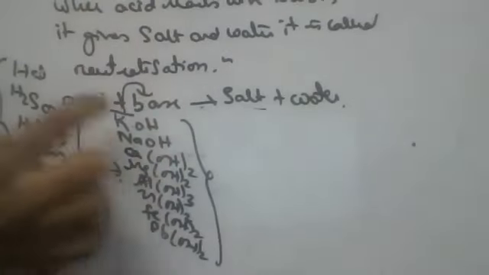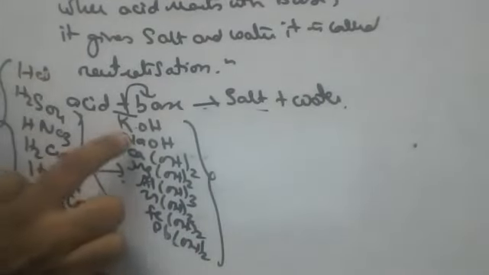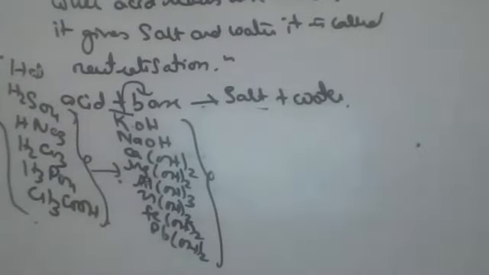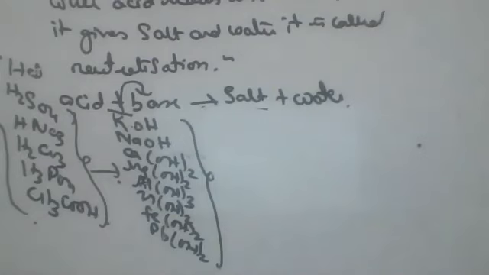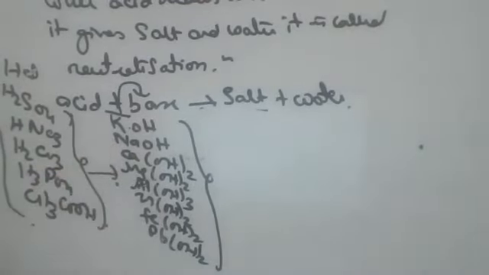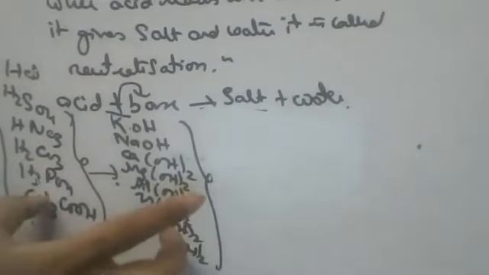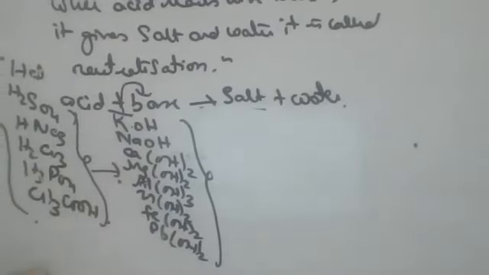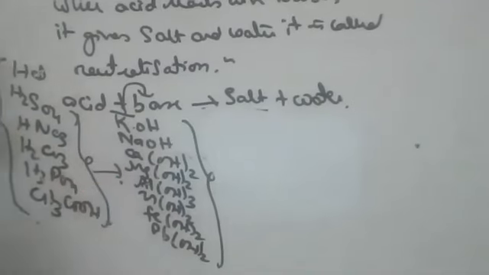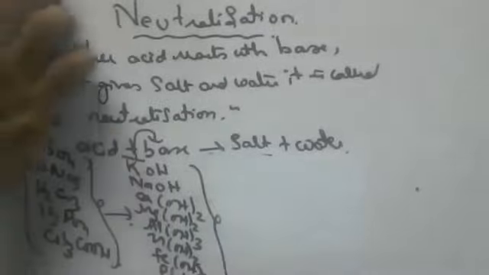So neutralization means acid plus base. This many reactions won't be in your textbook, children. They will give only one reaction: HCl plus NaOH gives NaCl plus H2O. That's all they will give. But we are doing this to improve our knowledge of chemistry. Some reactions may not be possible; it's not about the possibility of the reaction, just for your practice. Now we will do all the reactions, children.